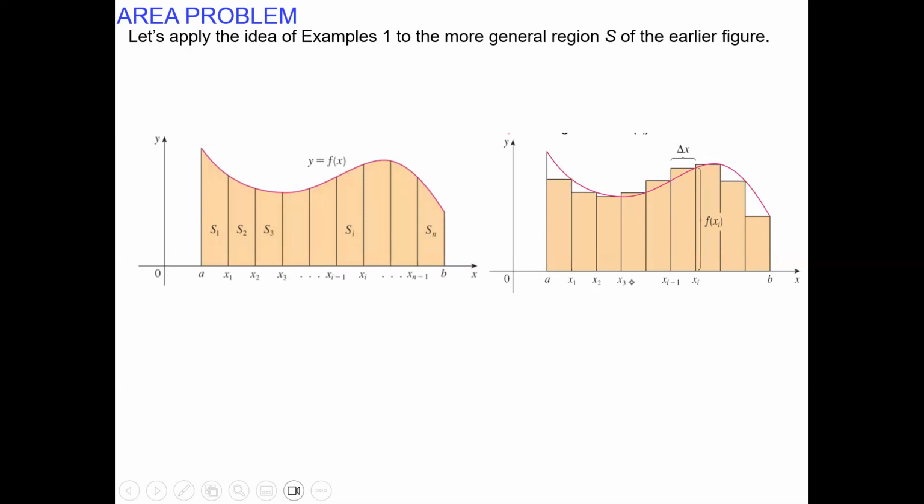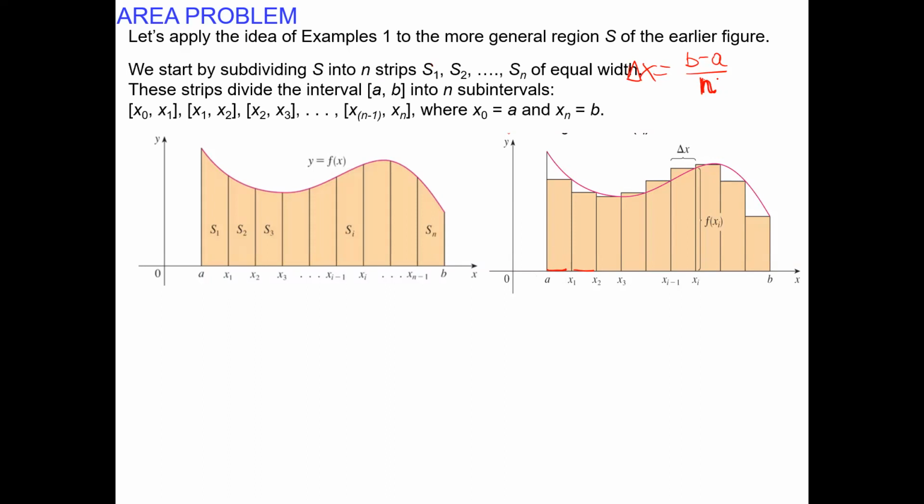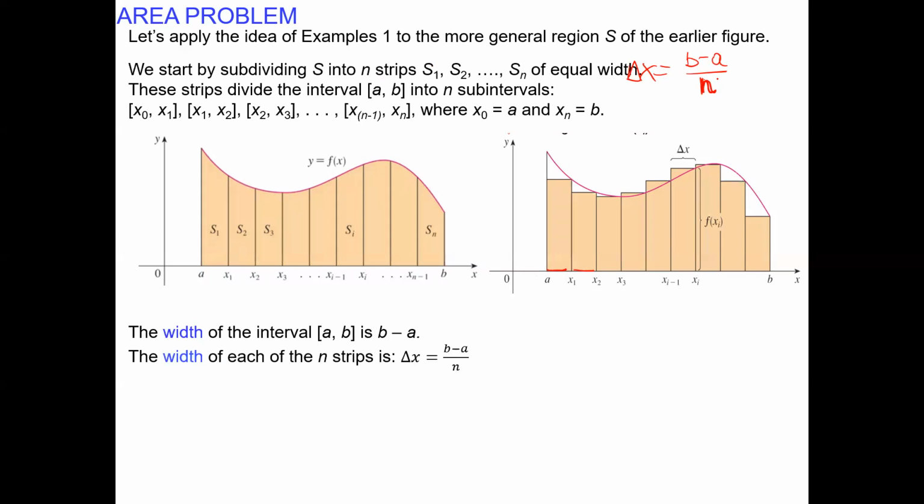Delta x is the base. We know how to compute delta x. Delta x is quite important. That's delta x, that's delta x. The entire interval, b minus a, the right minus left, divided by n. That's n. Okay, important formula. Now we do have equal width. This is the width of the entire interval from a to b. It's b minus a. Now delta x, the width of each stripe, is (b minus a) over n.